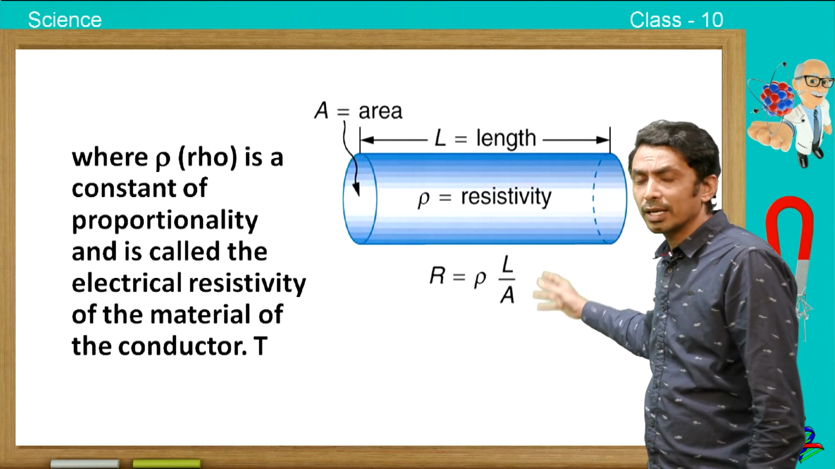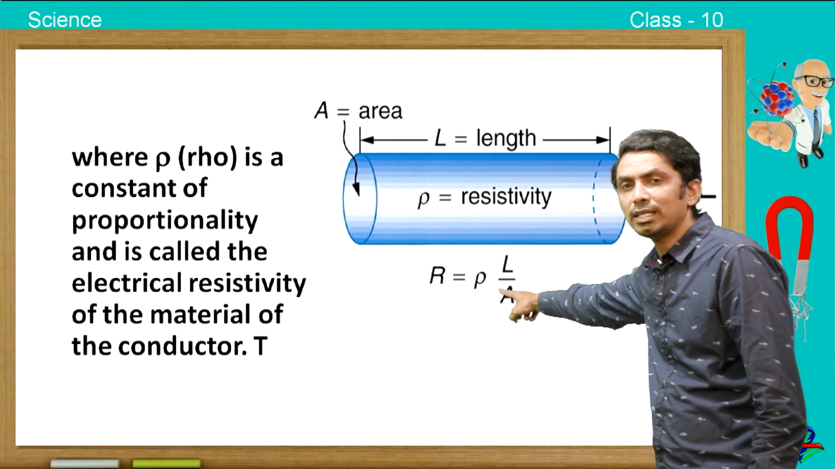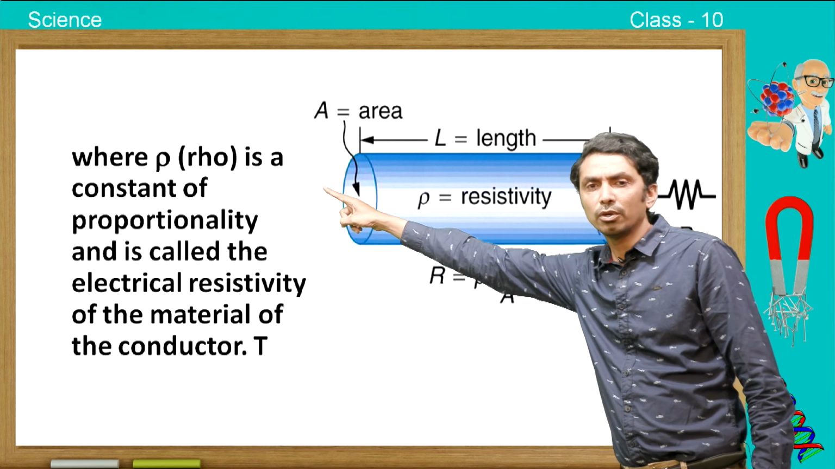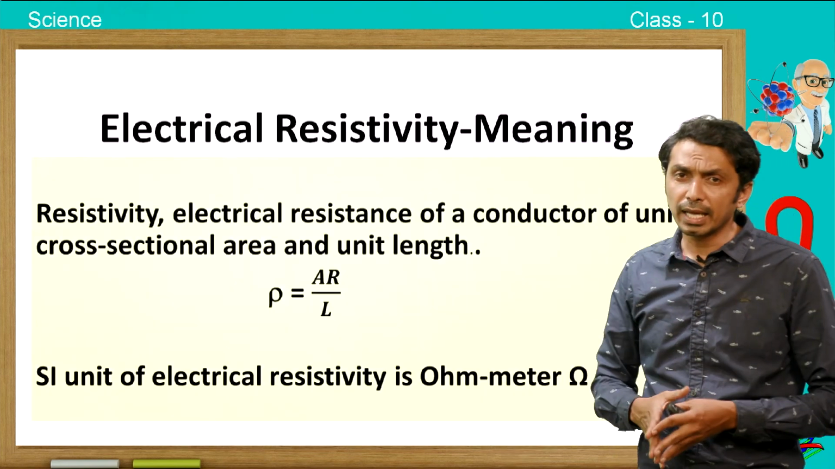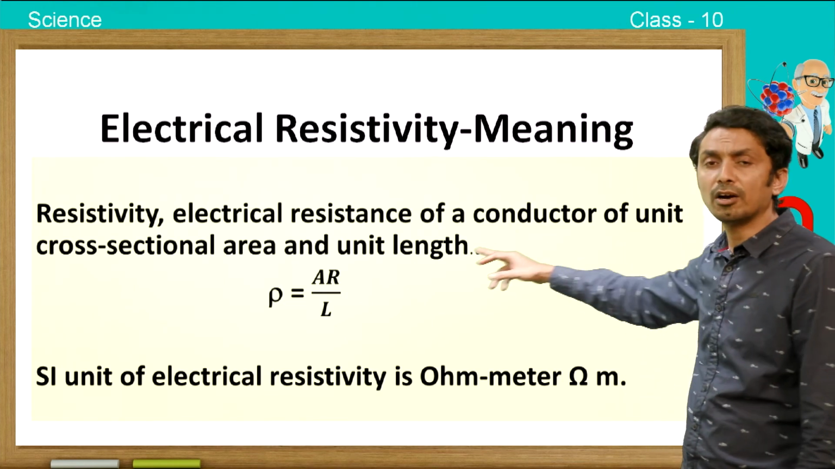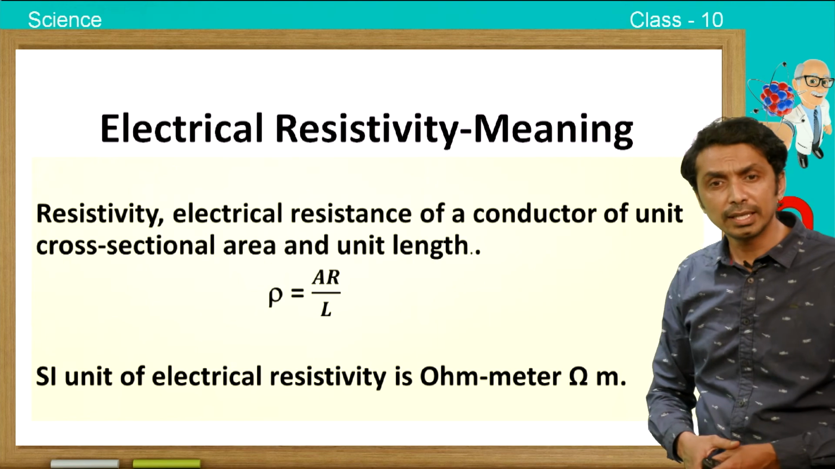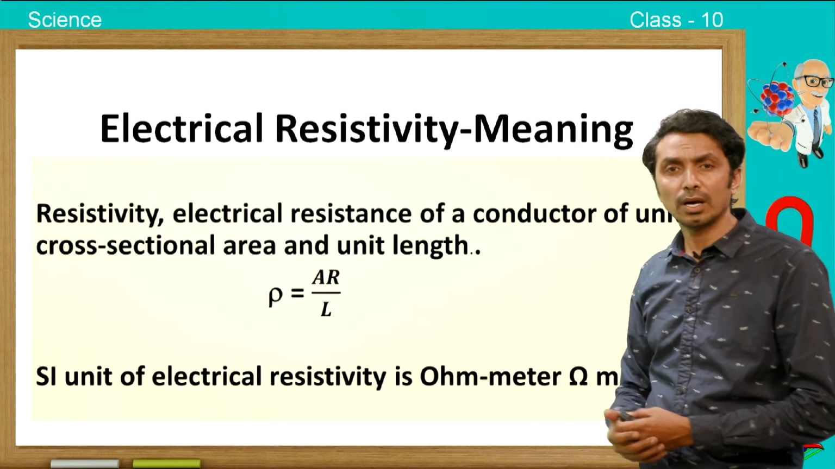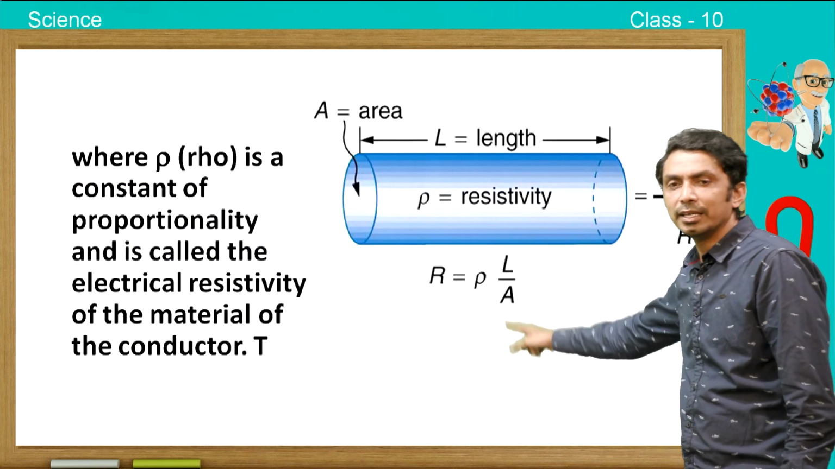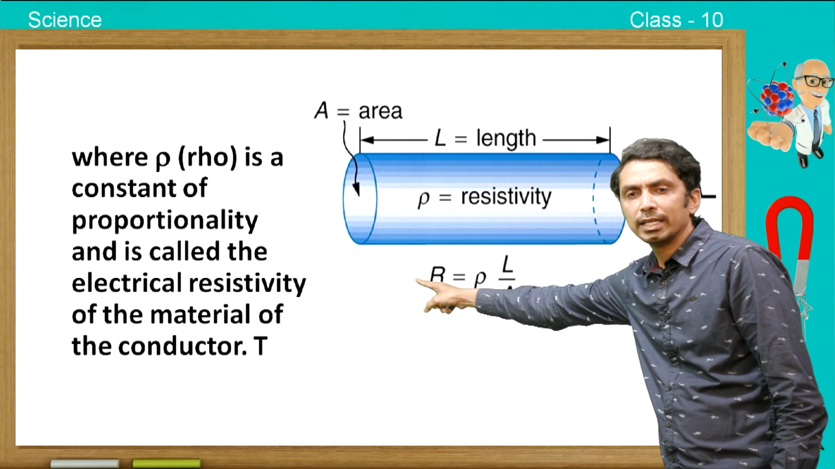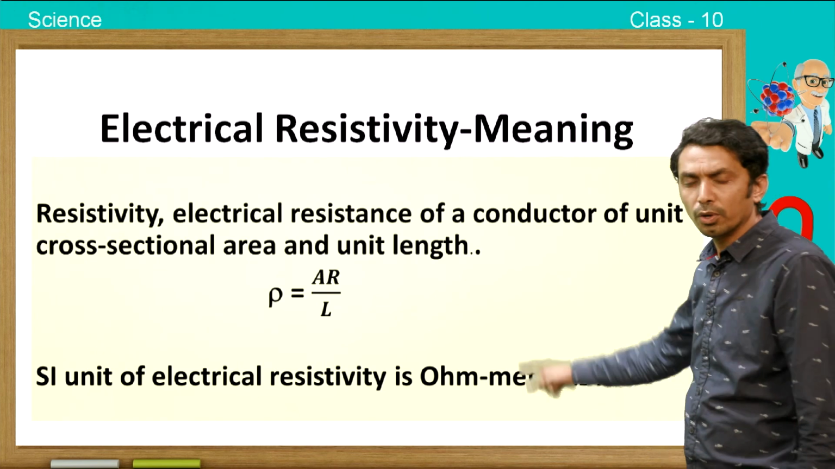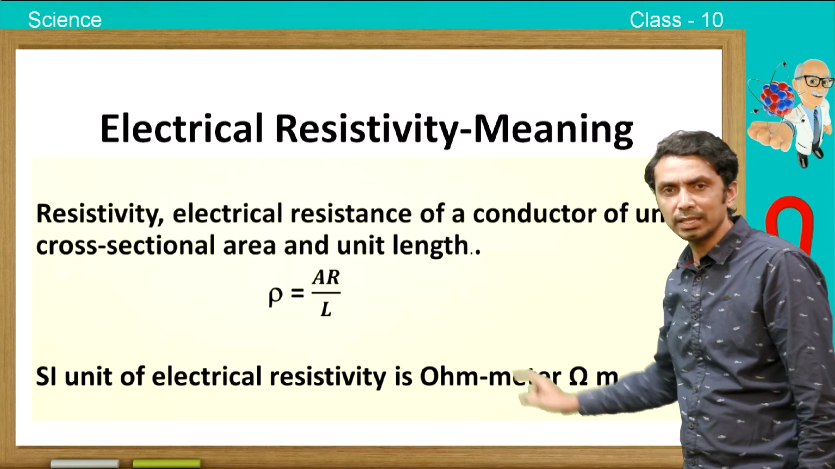So those decisions are made by this one key element called electrical resistivity, which is denoted by the symbol rho. So what is the electrical resistivity? Resistivity is the electrical resistance of a conductor of unit cross sectional area and unit length. Rho is equal to A into R by L. How did we get this? Here we have cross multiplied A into R, and L we have transposed to the denominator. So we get rho is equal to A into R by L.